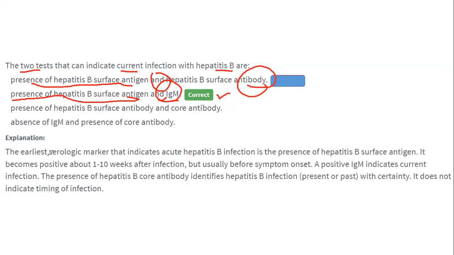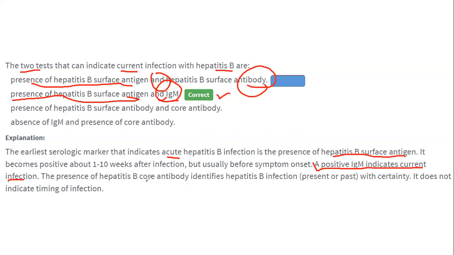Why? The earliest serologic marker that indicates acute hepatitis B infection is the presence of hepatitis B surface antigen. It becomes positive about 1 to 10 weeks after infection, usually before symptom onset. A positive immunoglobulin M indicates current infection as well. So this is the information we need to write down: a positive immunoglobulin M indicates current infection.